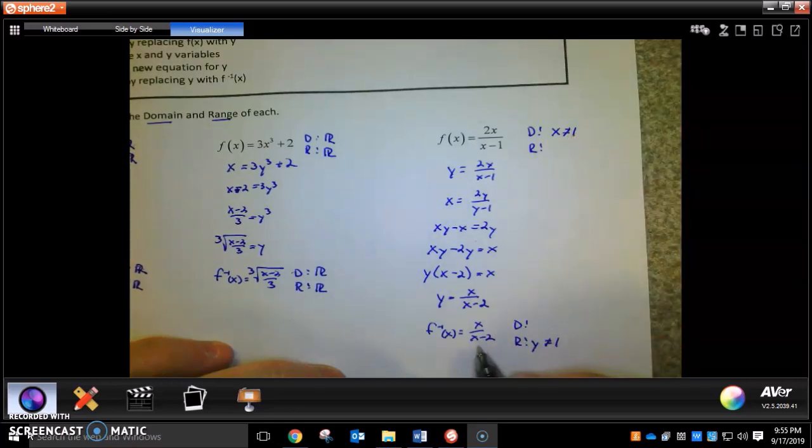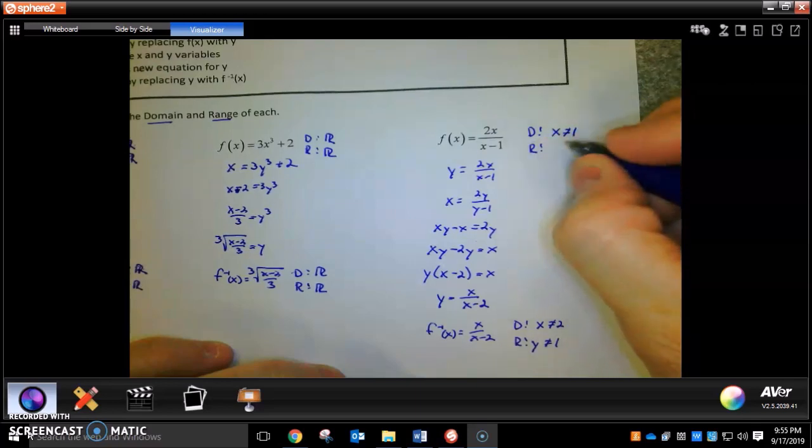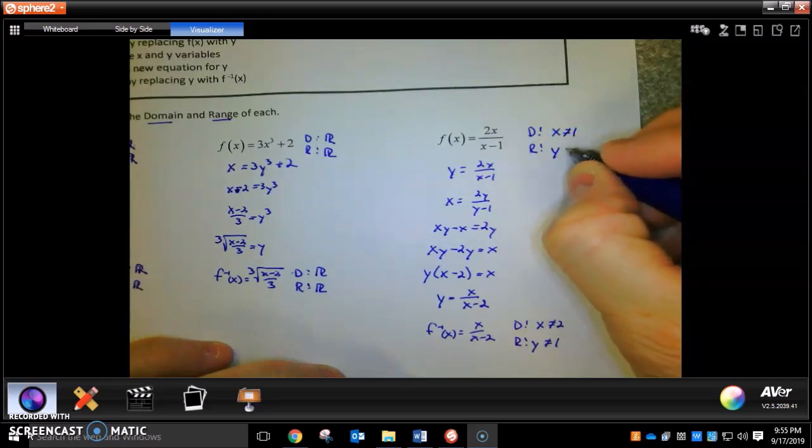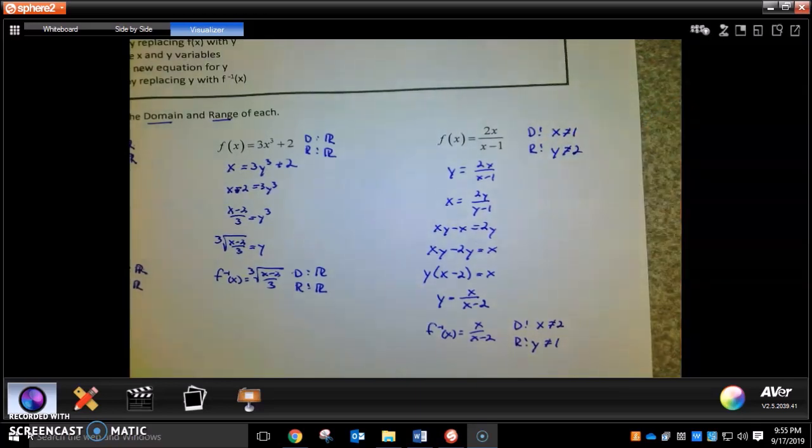For this one, your domain would be x cannot equal 2. And again, that means on the original function, the range will have y cannot equal 2. Okay? So that's the function, that's the inverse, and that's the domain and range of each.